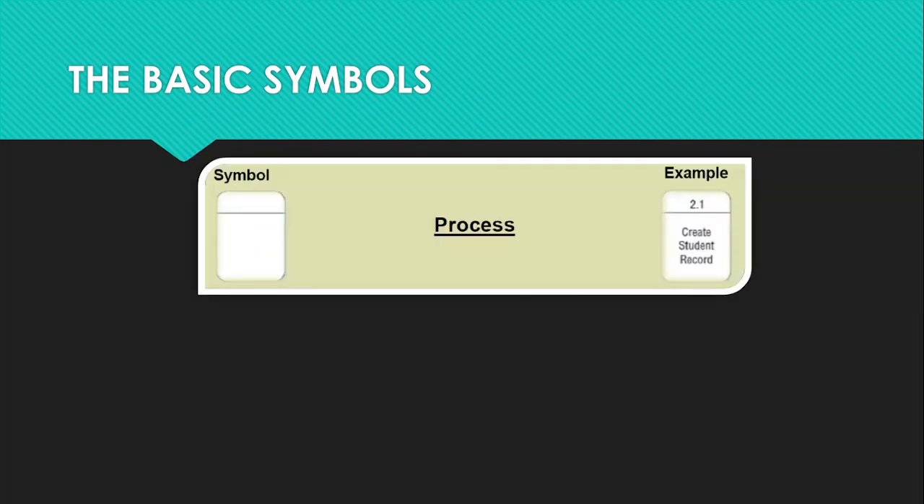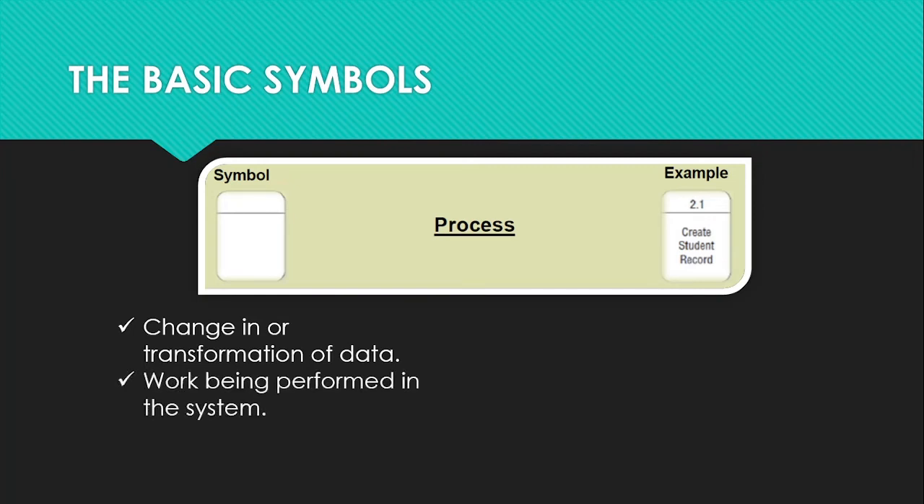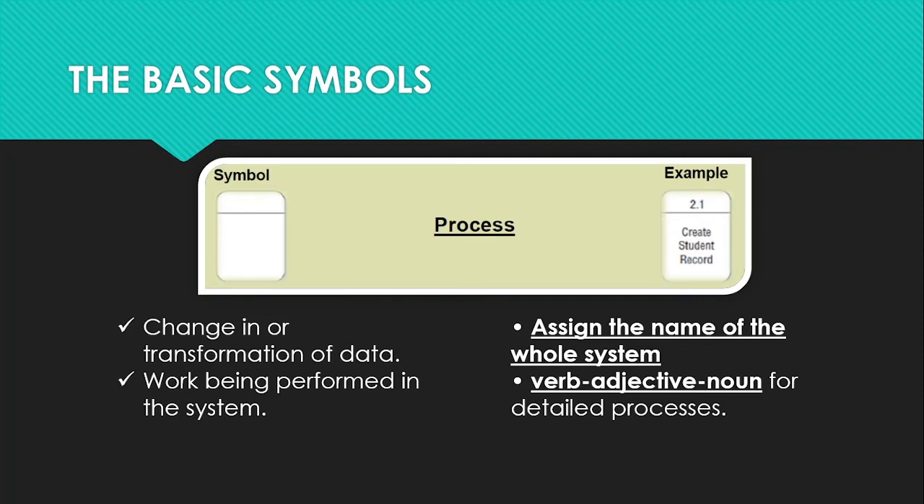Next is process. Process denotes a change in or transformation of data. It represents work being performed in the system, and it has a rounded edge. Naming convention: assign the name of the whole system when naming a high level process, or the context diagram, DFD level 0. Use the form verb, adjective, noun for a detailed process. This is only applicable when we create a data flow diagram. Again, we use a single process to create a context diagram.